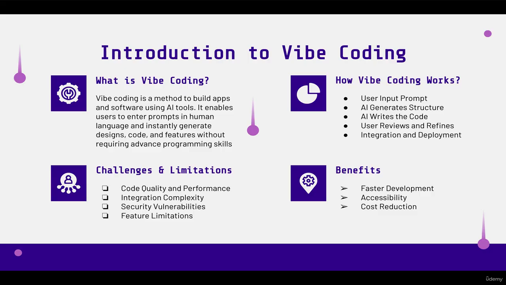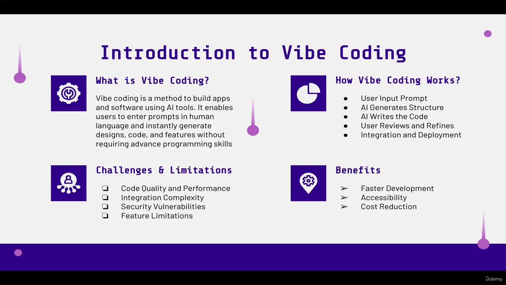Firstly, you might be wondering, what is vibe coding? Let me explain. Vibe coding is a method to build apps and software using AI tools. It enables users to enter prompts in human language and instantly generate design, code, and features without requiring advanced programming skills. So even if you don't know how to code, you will be able to use AI to create a fully functioning app. So that's very cool, right?